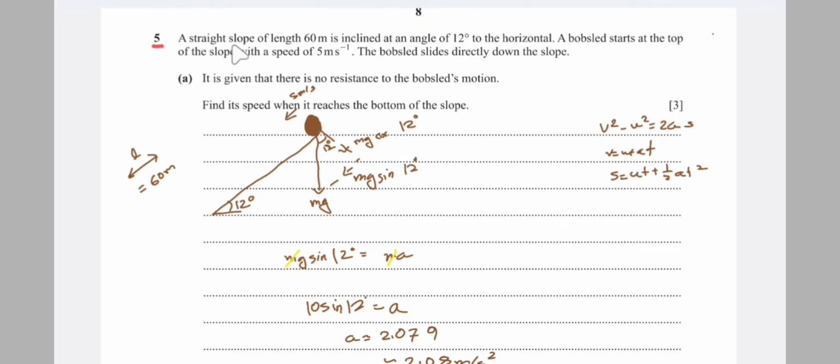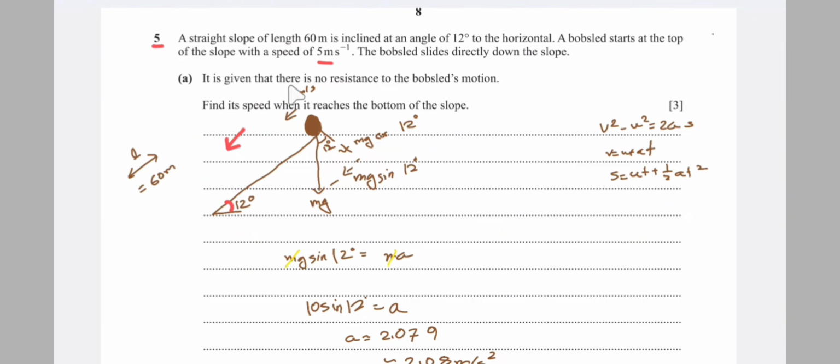Question number 5. A straight slope of length 60 meter. So the length of the slope is 60 meter, inclined at an angle of 12 degree to the horizontal. So with the horizontal, the angle is 12 degree. A bobsled starts at the top of the slope with a speed of 5 meters per second. The bobsled slides directly down the slope. That means the bobsled is moving downward.